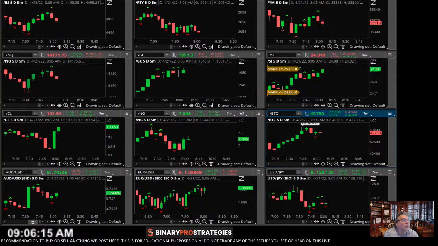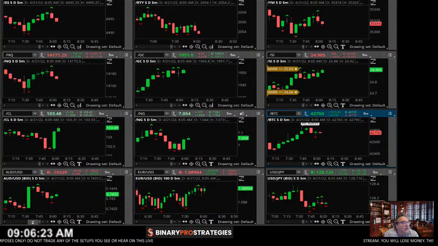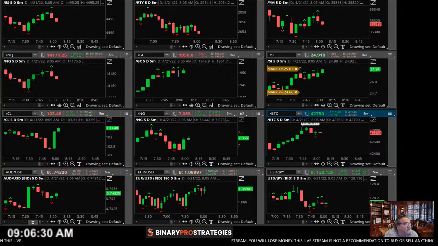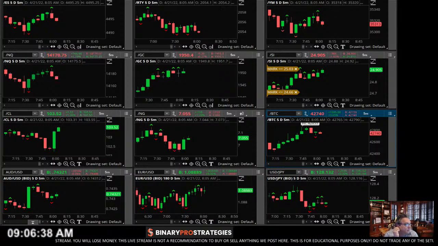Gold already came in the morning with a buy. It's getting close to target. It's too late to get in on that. Crude had an early morning buy. That's it. I don't see anything on the indices. Right now it looks like we're probably going to get a much higher opening on the Dow this morning. I don't see anything on Bitcoin or natural gas.